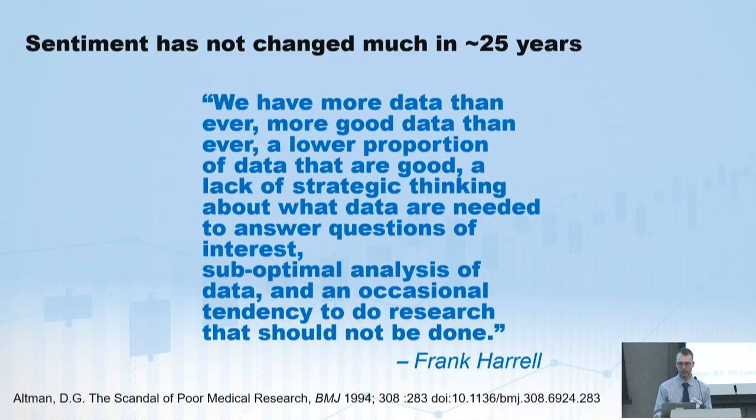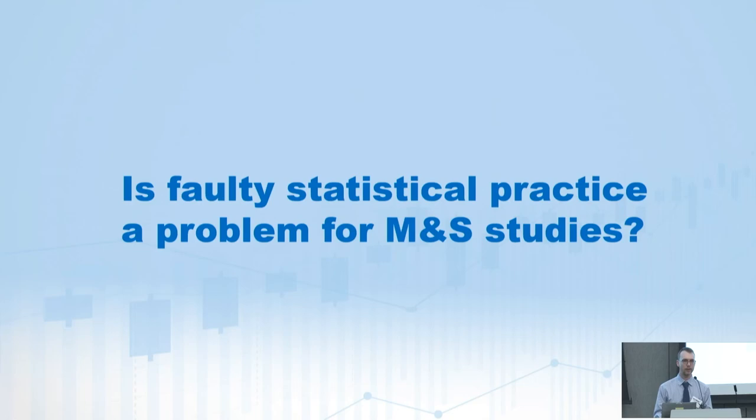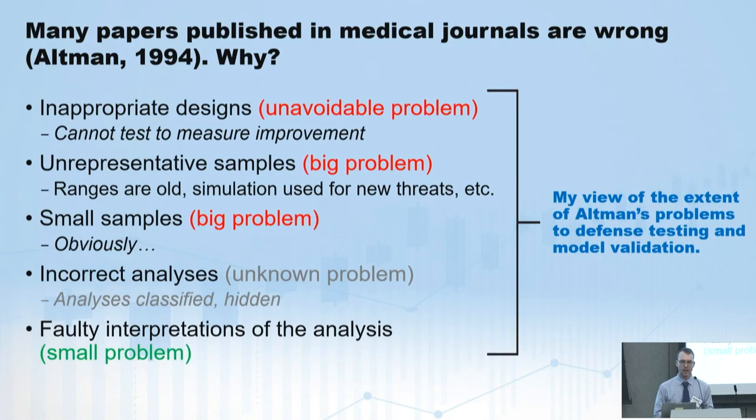So what I would like to do is propose that Doug Altman and Frank Harrell might be onto something. There might be some faulty practices in DoD data analysis and M&S validation. We will never know for sure because a meta-analysis of DoD T&E is essentially impossible due to classification reasons. But what I want to do is take Altman's critiques of medicine, which is my motivation for thinking about ways to improve what statisticians do, and propose that his 5 points about medical research affect, to varying degrees, DoD research and M&S validation studies in particular.